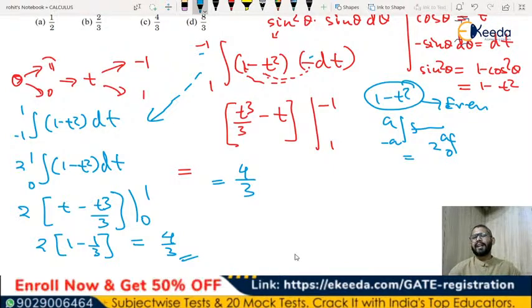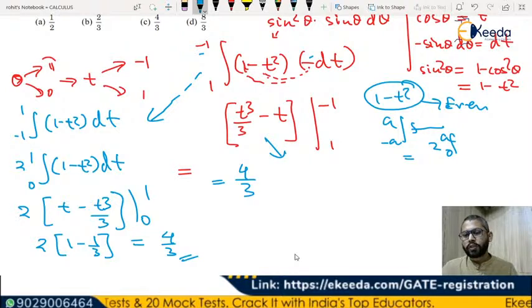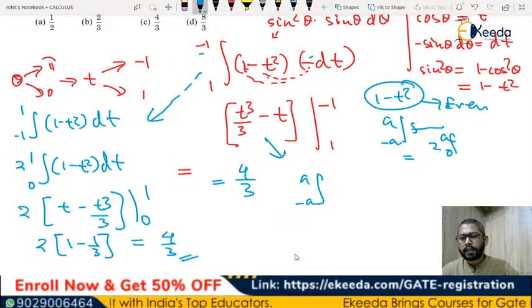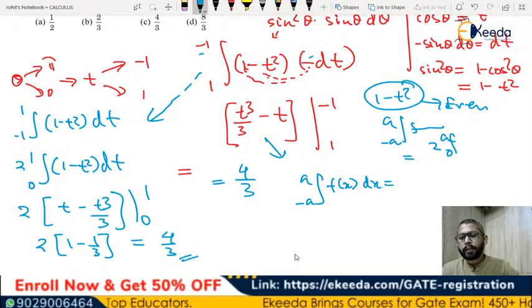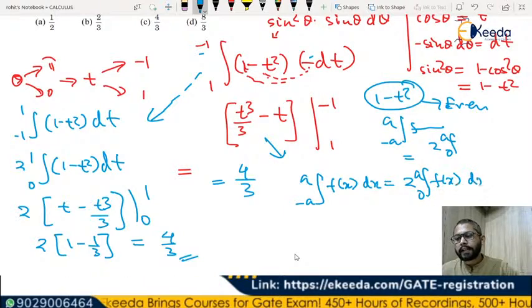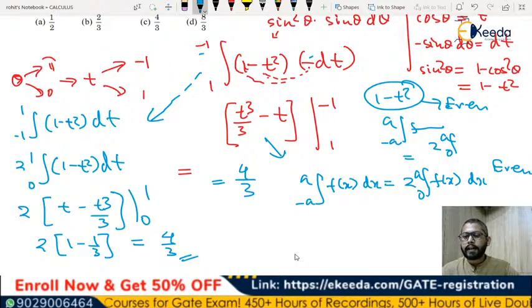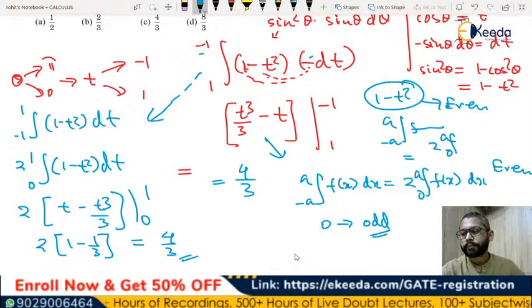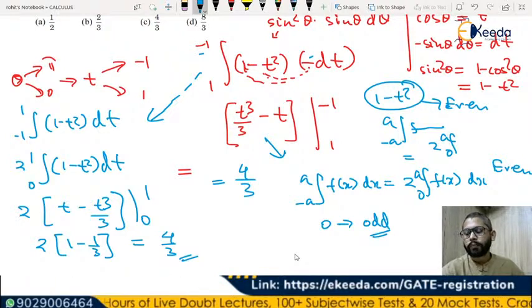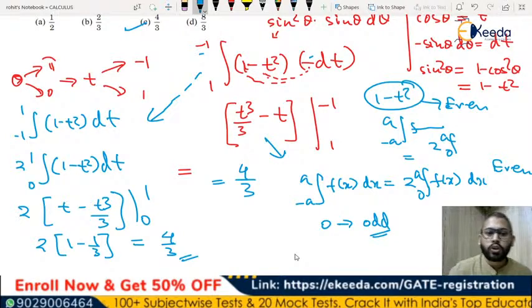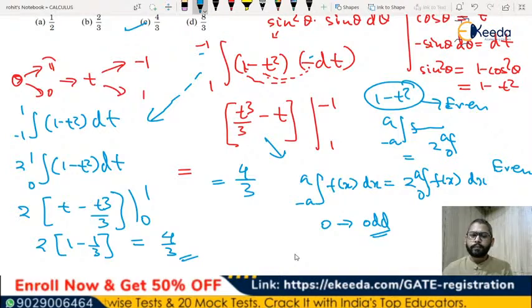But do you see that this will be a bit of calculation? So instead of that, use the property of even and odd functions: the integration from minus a to a of f of x dx becomes 2 times the integral from 0 to a of f of x dx if the function is even, and it is 0 if it is odd, right? You can use this property directly and you can find the value. So what is the answer? 4 by 3, which is option C. So you are using the property here. Correct?